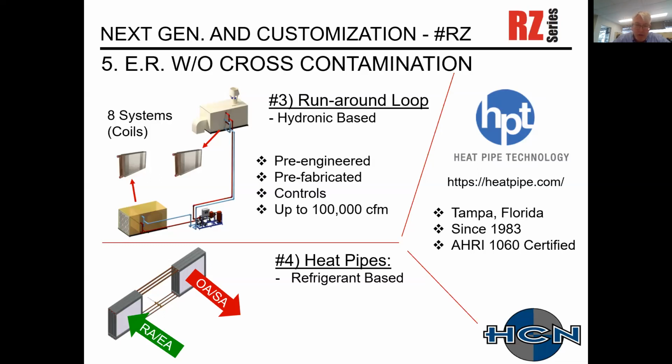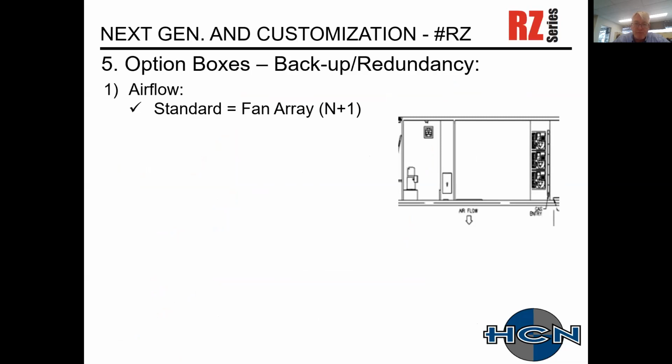Just the runaround loop is available with 8 different systems. Once again, the benefit of using heat pipe is that it's pre-engineered. You can get the pump skid with the controls all prefabricated, available in those sizes. And then with the heat pipe, these are available up to 120 feet physical distance separated between them. They're available with side-by-side as well as top-bottom orientation.